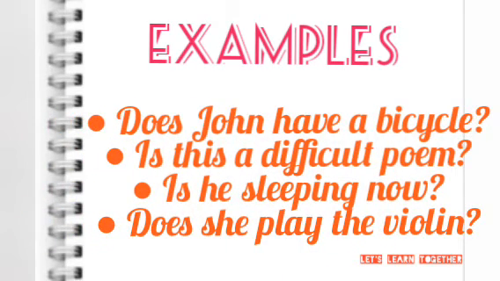Let's see a few examples. Does John have a bicycle? Is this a difficult poem? Is he sleeping now? Does she play the violin? From all these four examples, we can understand that each sentence is asking a question. So that is known as an interrogative sentence.